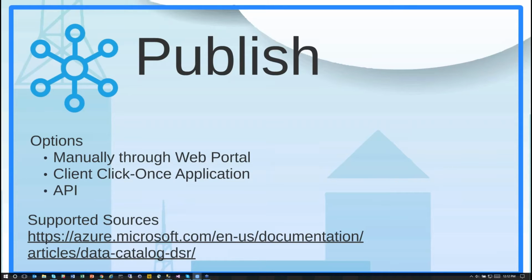The second one, which we're going to use here, is the Click One application. So we're going to launch that application here in a second. We're going to point it to my local SQL Server. We're going to pick a couple of things and we're going to publish them. And then the last one is the API. So the Azure Data Catalog has a REST API that you can use to actually publish items to. And I'll talk a little bit more about that when we talk about extending here in a second.